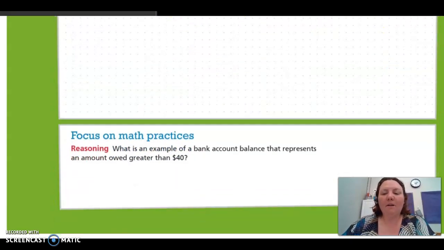Looking at the bottom of this page, we're now looking at a focus on math reasoning, thinking about another connection to this idea of how money is related to positive and negative numbers. What's an example of a bank account balance that represents an amount owed that's greater than $40? So what would that mean if our bank account showed that we owed more than $40? What number might we use to represent that?